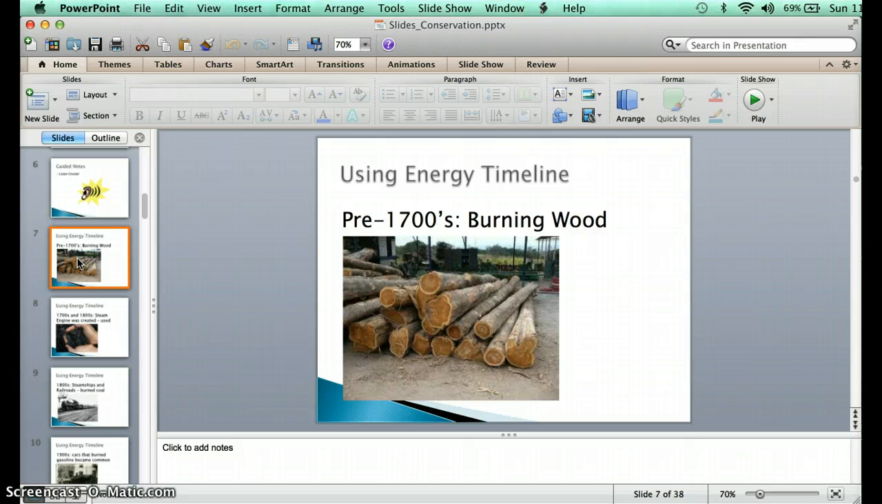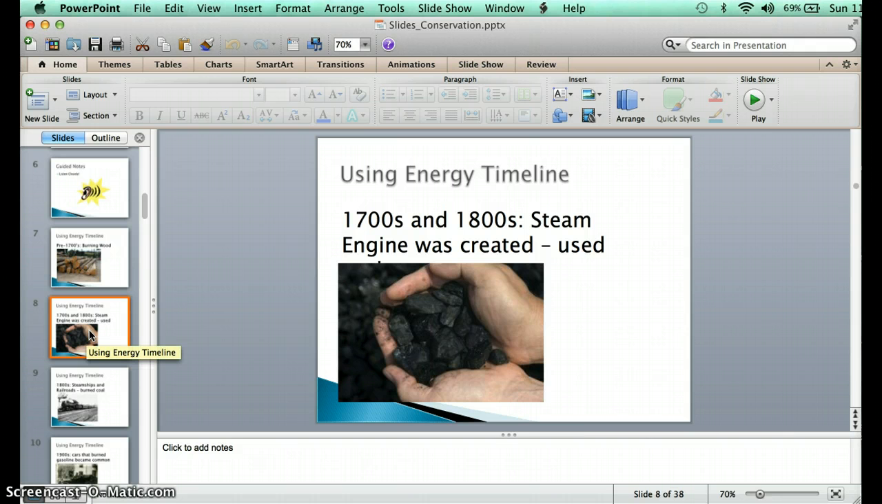So you're going to start a little timeline and you're going to write pre-1700s, and burning wood was how we got our energy. Okay. So the 1700s and 1800s, it was more like in the mid-1800s that this happened. With the Industrial Revolution and factories being created, we were finally developing a little more and we were needing more energy. So to get that energy, we started using coal.